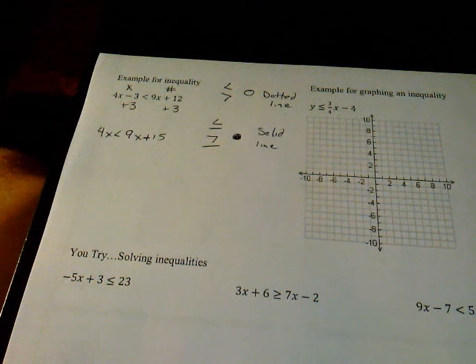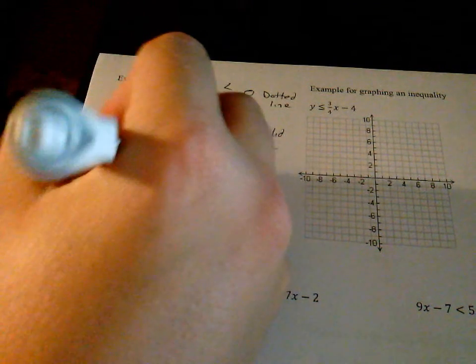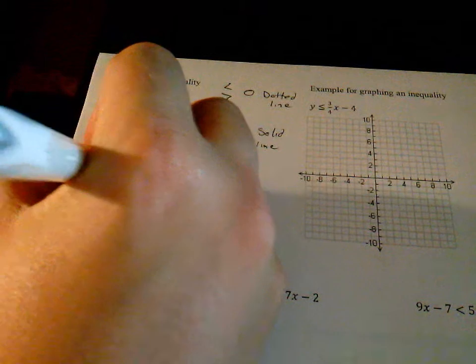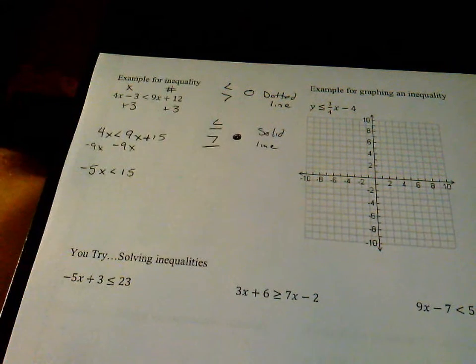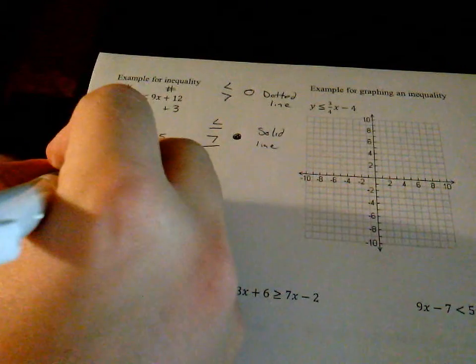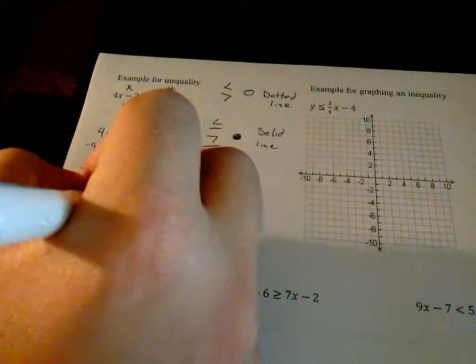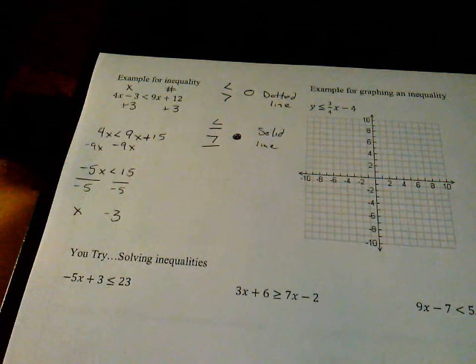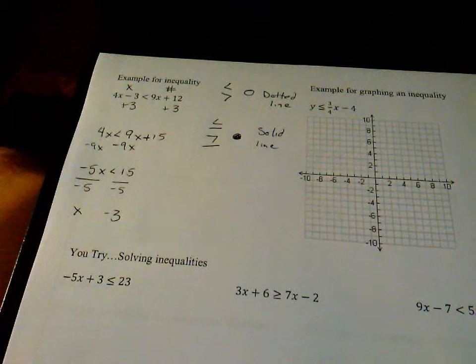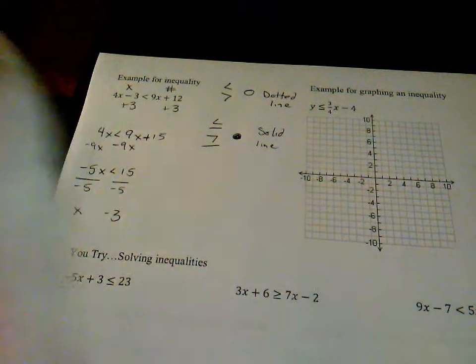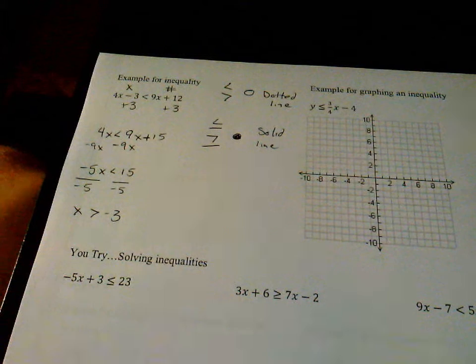Now, what's in the number house that shouldn't be? Well, it's 9x, so I'm going to subtract 9x on both sides. So it's going to give me negative 5x is less than 15. Just like an equal sign, our last step would be to divide by -5. So we want to divide by -5 on both sides. And we get -3. Now, when you multiply or divide by a negative, something happens to the inequality sign. It changes directions. So it's actually going to turn into a greater than sign.